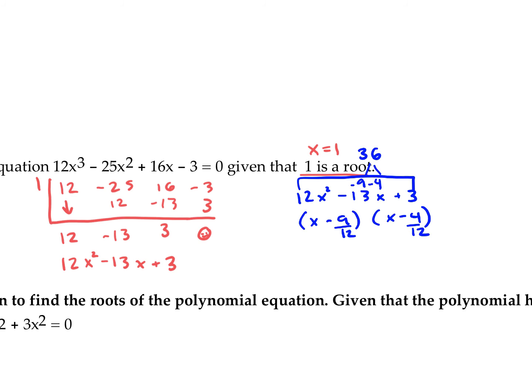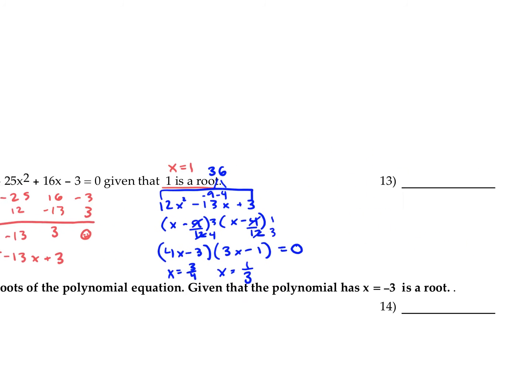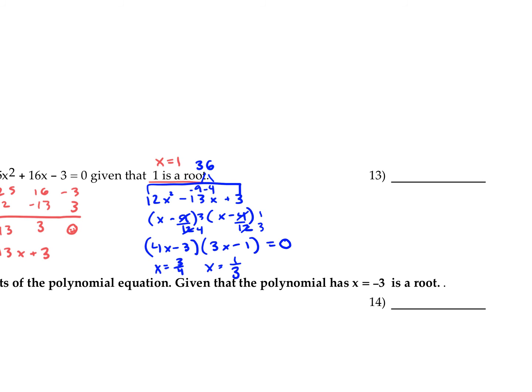Simplify if we can. So this would become 3 over 4, so 4x minus 3. And then this one would become 1 over 3, so 3x minus 1. Set each of them equal to 0, so x is equal to 3/4 and x is equal to 1/3. So if this question said list all the roots or list all the zeros or list all the solutions, we would say x is equal to 1 because that was given to us, 3/4 and 1/3.